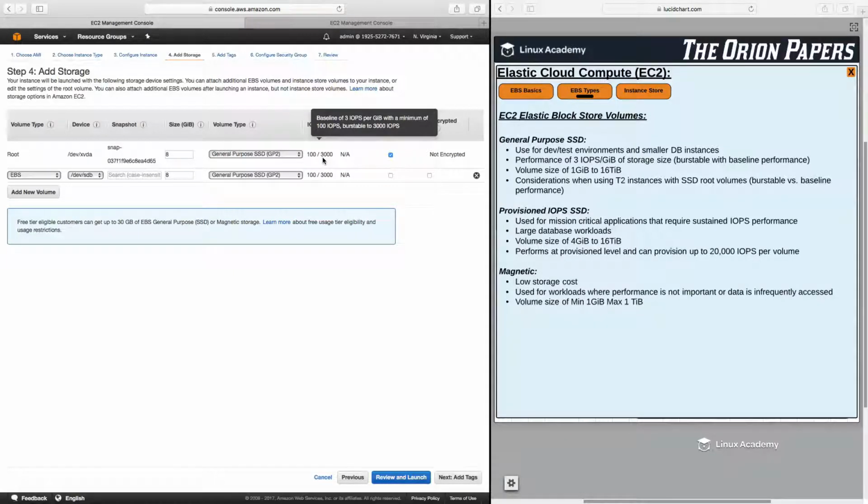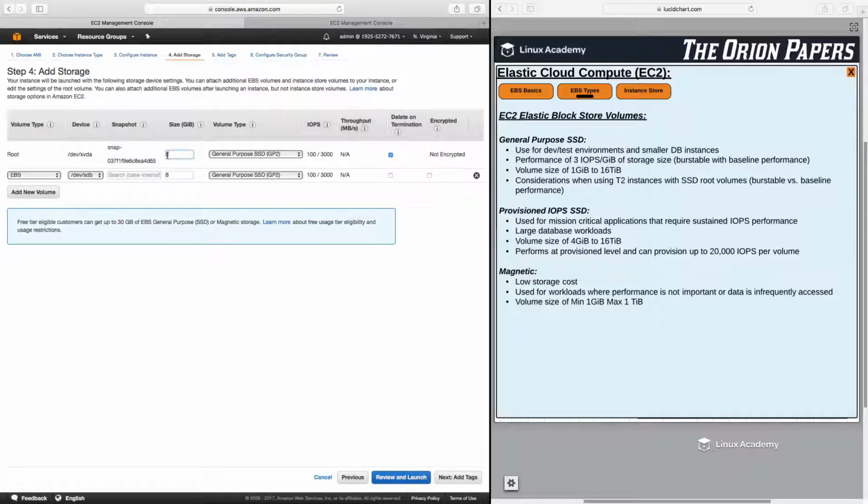So you'll always have the baseline of 100, but every once in a while, if you need to suddenly just really have a greater amount of performance, it has the ability to burst for that short amount of time up to 3,000 IOPS. Now, in the SysOps and the developer certification courses, we go into detail about how that's calculated, but for the solutions architect exam, you just need to be aware of what IOPS are and the fact that they are burstable in certain situations.